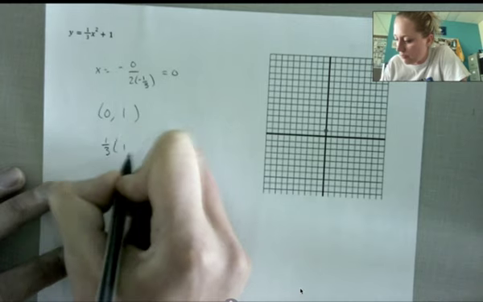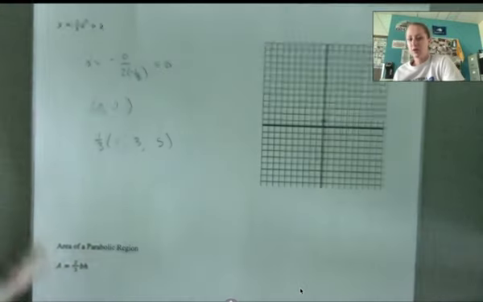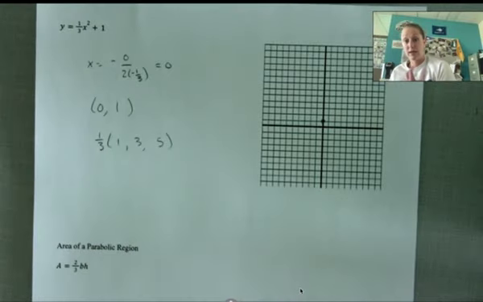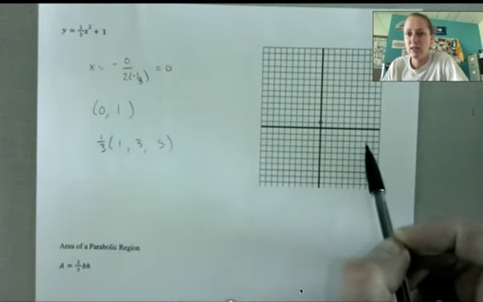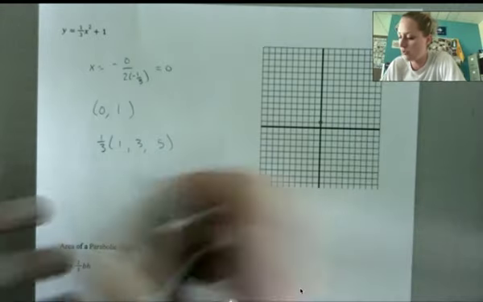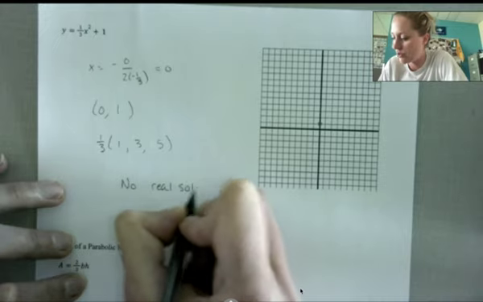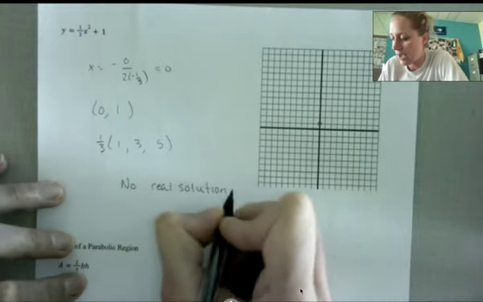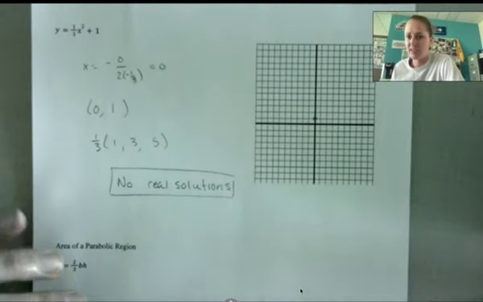1/3 times 135. Now this one, I am going to go ahead and graph the 135 just so I get enough points to graph my parabola, but you guys can see it's going to open up. It's not going to touch the x-axis at all. It's starting above it and it's opening up. So this one has, we're going to say, no real solutions. So we can see that right now without graphing anymore because we know it's going to open up. It can't cross the x-axis here.